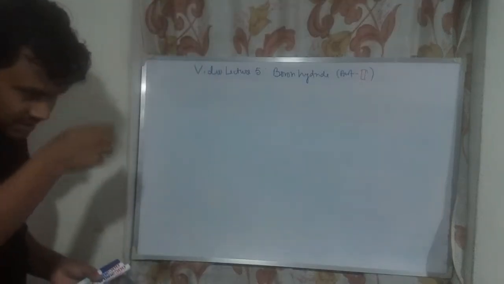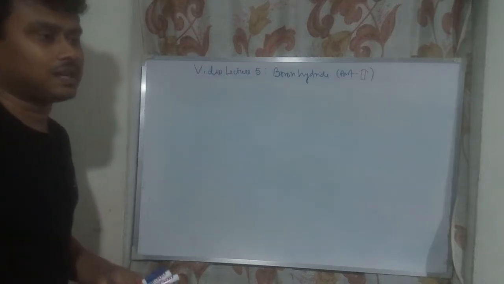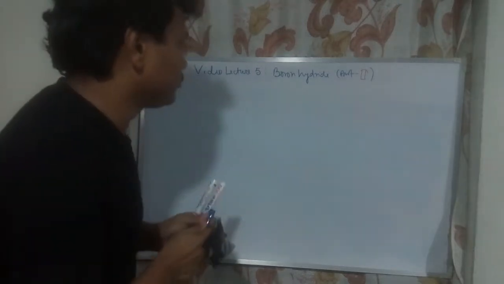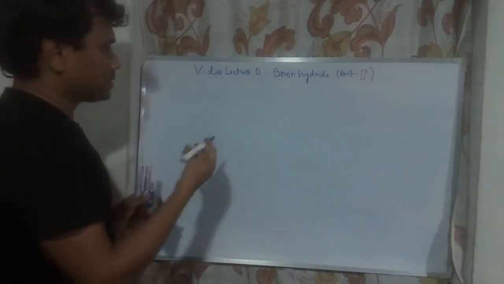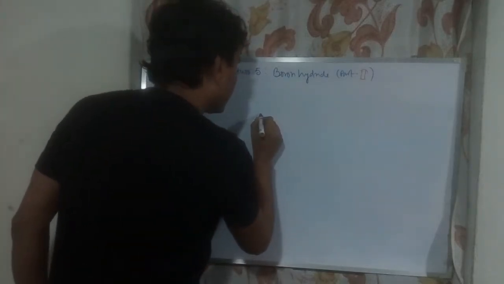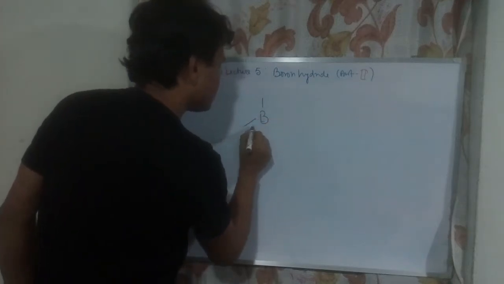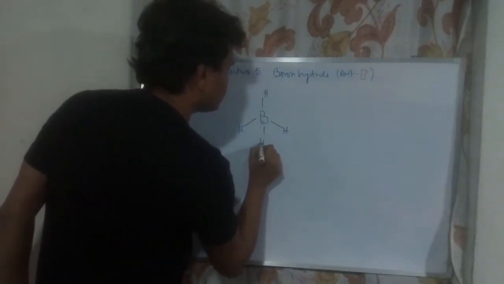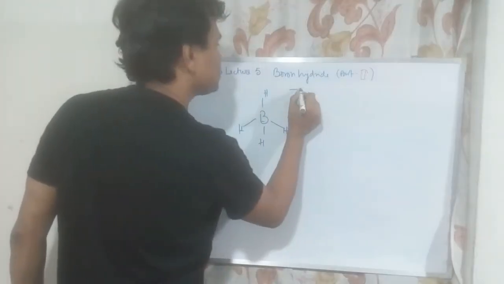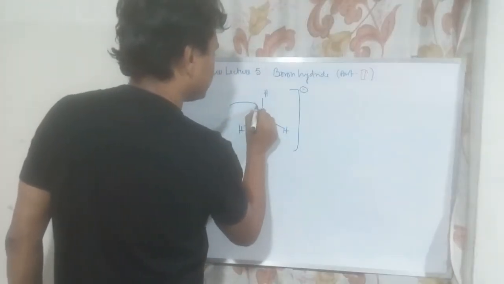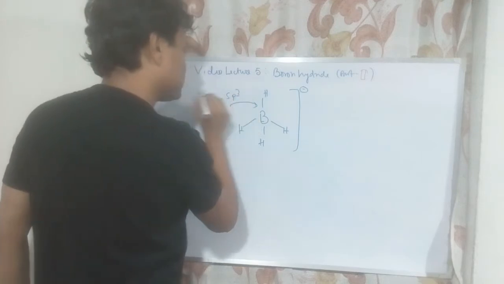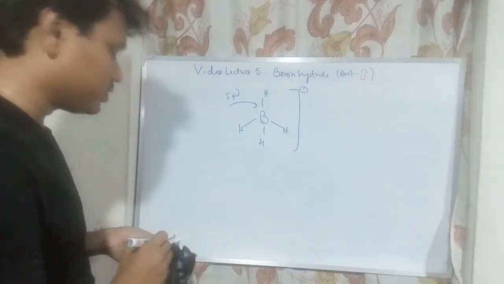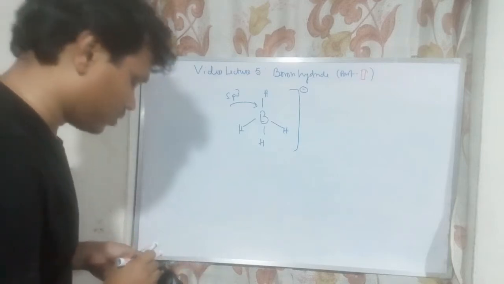So today we will discuss mainly about the borohydrides and their reaction with organic molecules. Before going to details, let's check about the borohydrides. This is borohydride with a formal negative charge. This is sp3 hybridized. So it is mainly a useful reagent for reduction like carbonyl compounds.